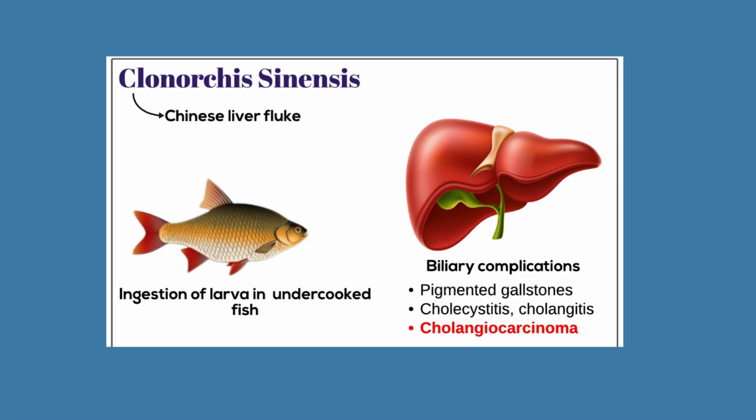Another species, that is Clonorchis sinensis, which is the Chinese liver fluke, transmitted by ingestion of the larva in undercooked fish, and they can form biliary complications like pigmented gallstone, cholecystitis, and cholangitis, and also predispose to cholangiocarcinoma. So these flukes are predisposing to malignancies. Schistosoma haematobium predisposes to squamous cell bladder cancer, and Clonorchis sinensis predisposes to cholangiocarcinoma.